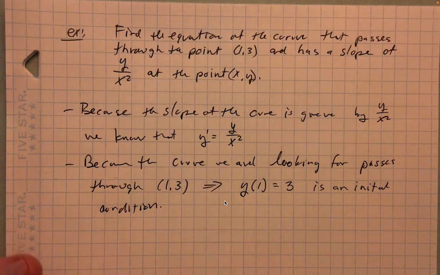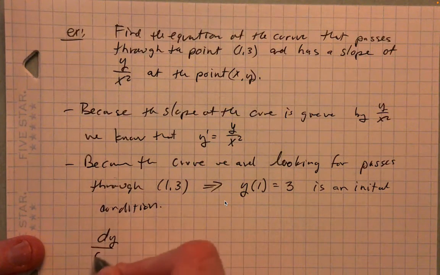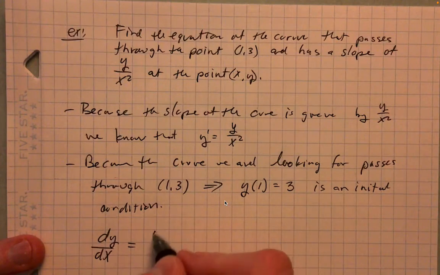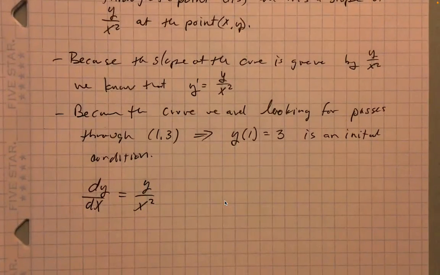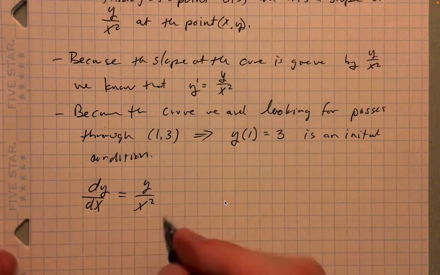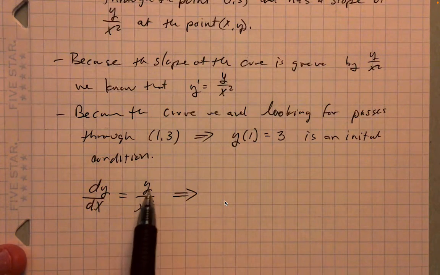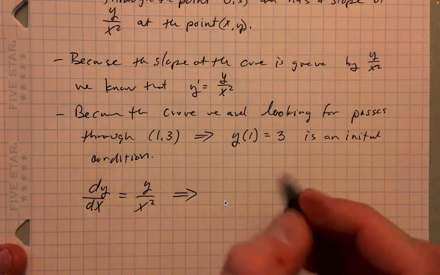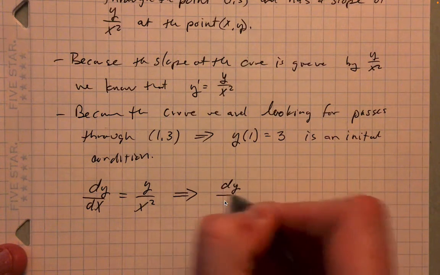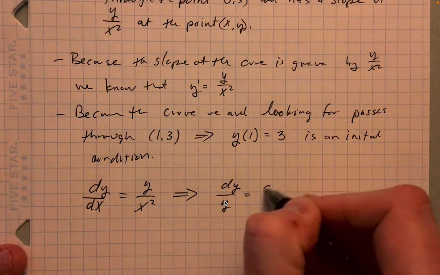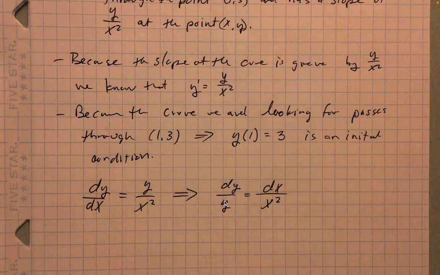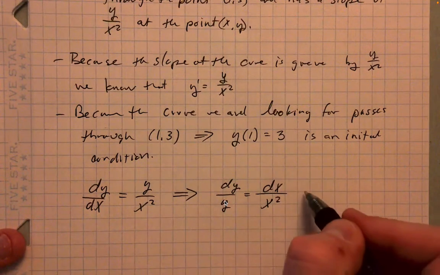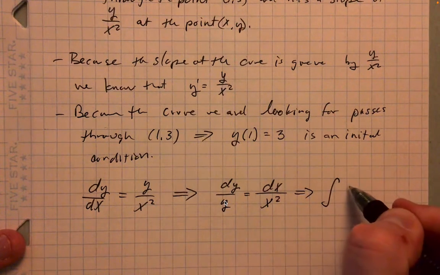We start with dy dx equals y over x squared. This one is actually really easy to separate. This is maybe a one-stepper. We could just divide both sides by y and multiply both sides by dx, and so we get dy over y equals dx over x squared. Okay, so we can integrate both of those.